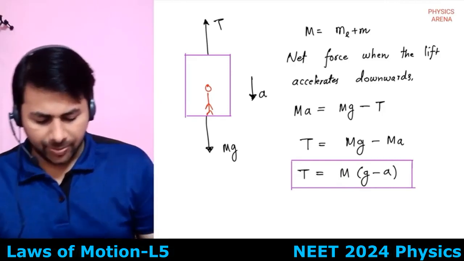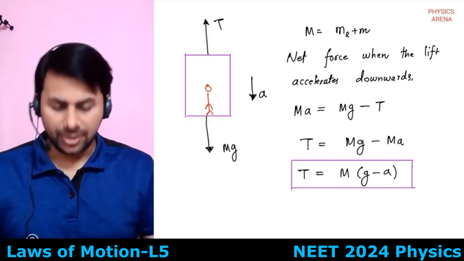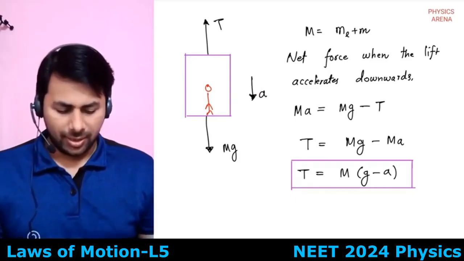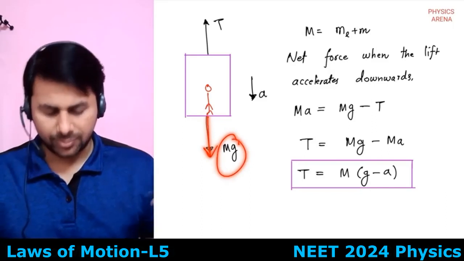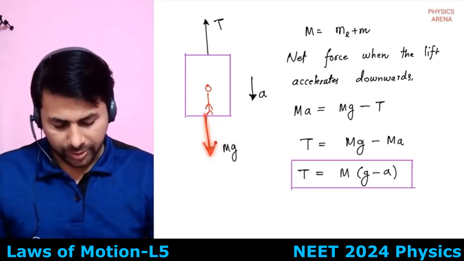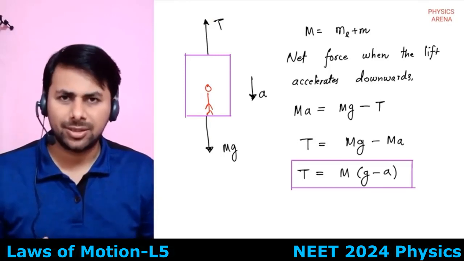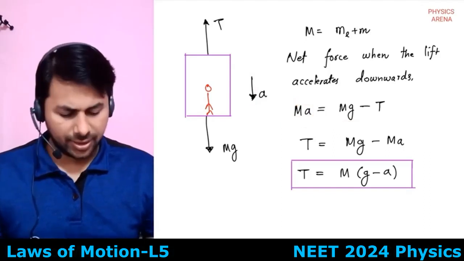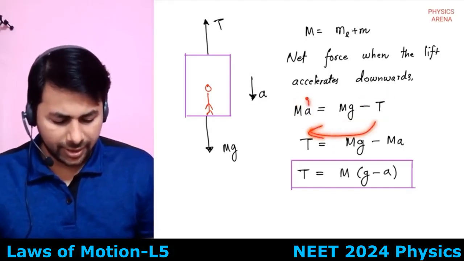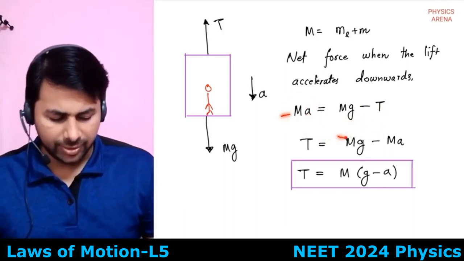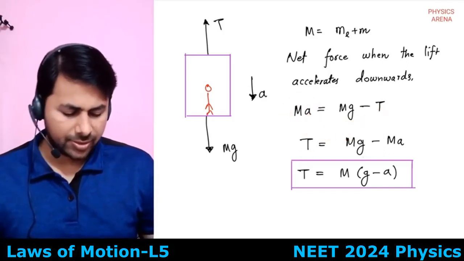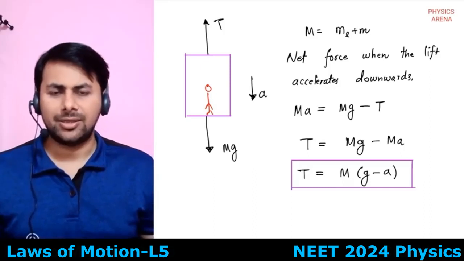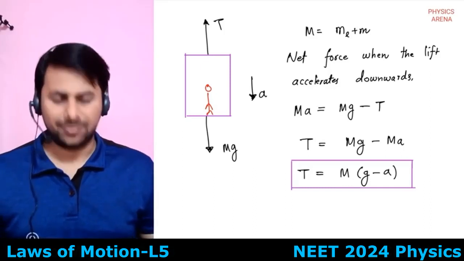We can find it out similarly. See, the net force on this lift is downwards. It is the mass of lift plus man, that is total m, multiplied by this acceleration. And what is the downward force? It's mg. Net downward force will be equal to the downward force minus the upward force, so it is mg minus T. Therefore, taking tension on this side and ma on the other side, tension is equal to mg minus ma, and that is m multiplied by g minus a. So this is a very simple formula.